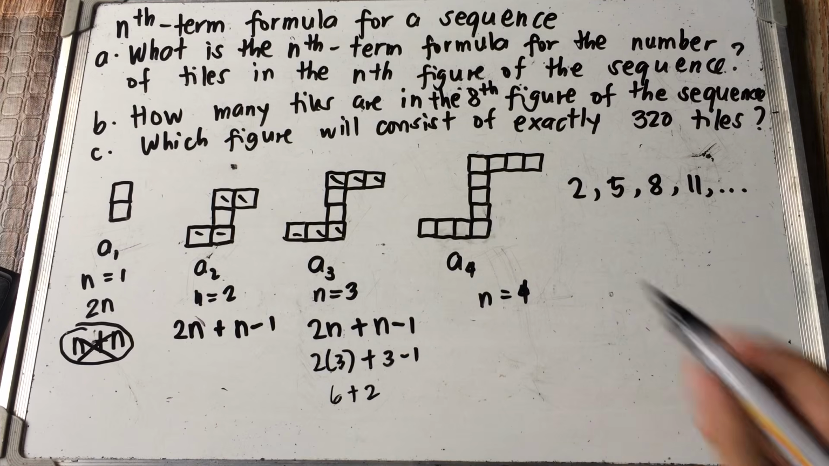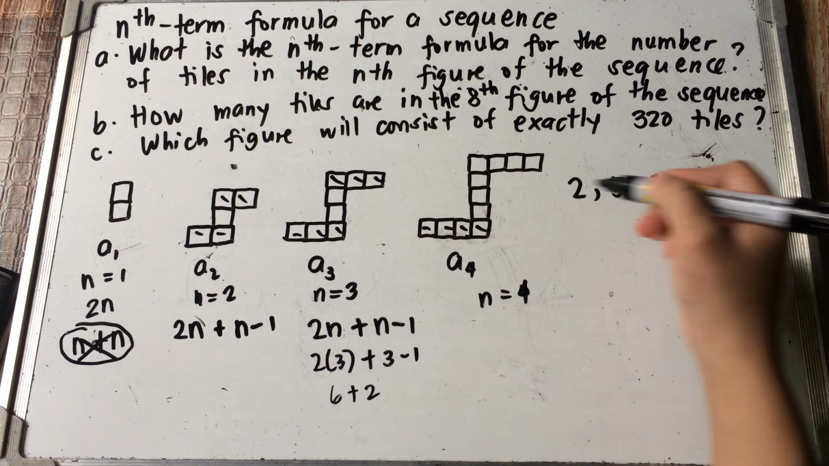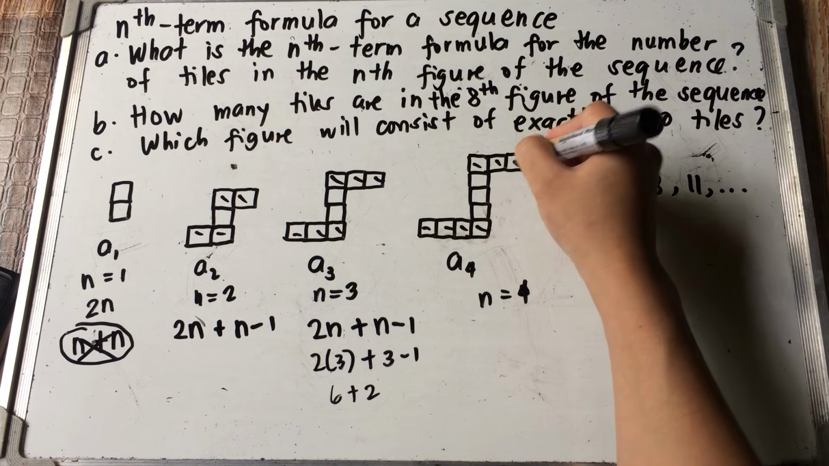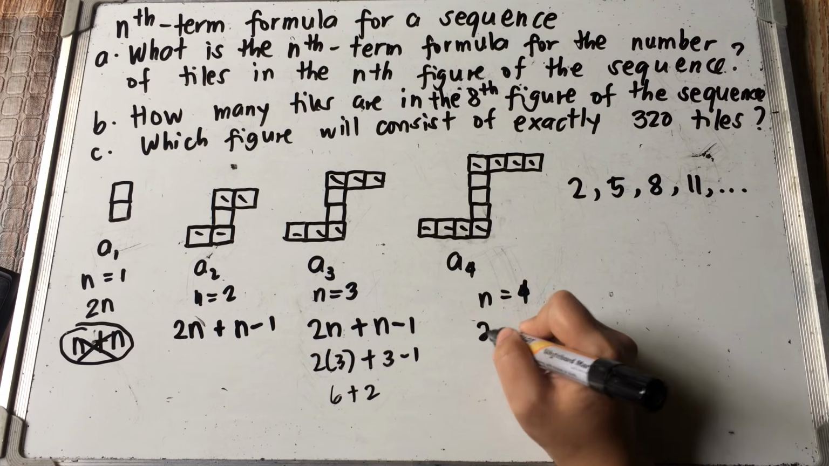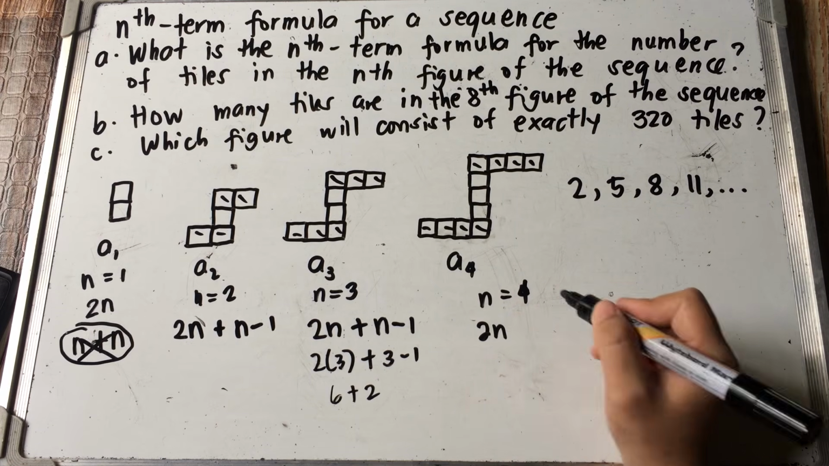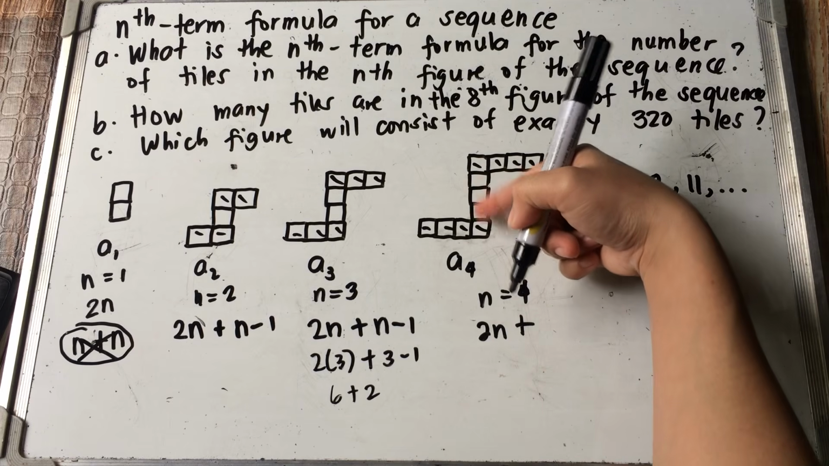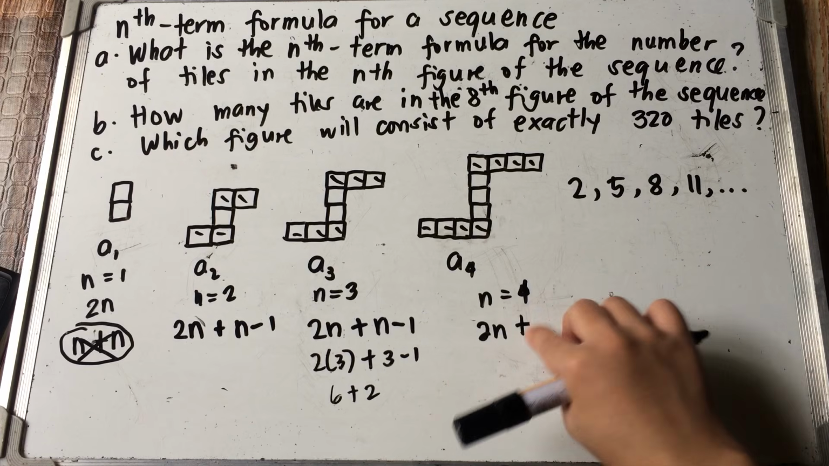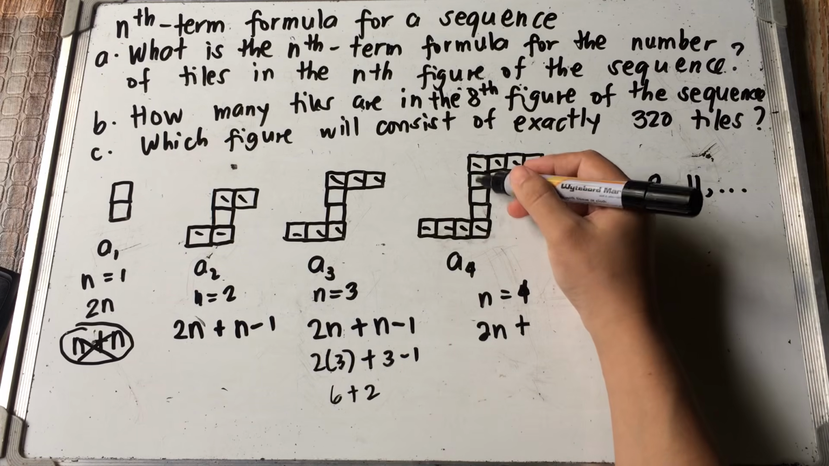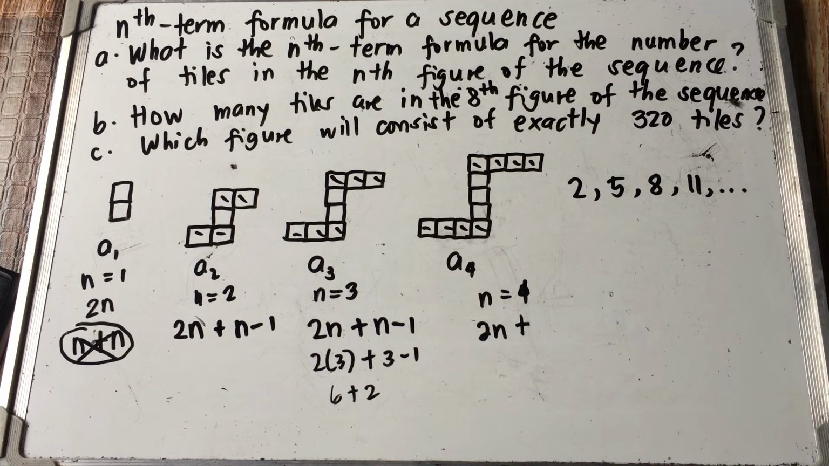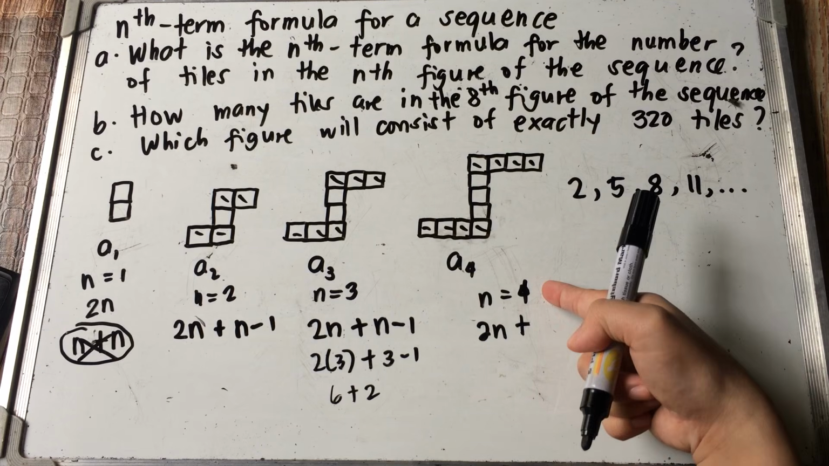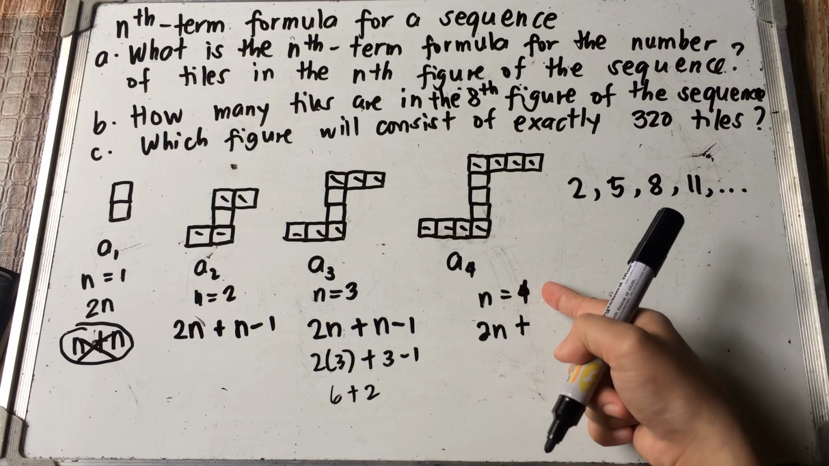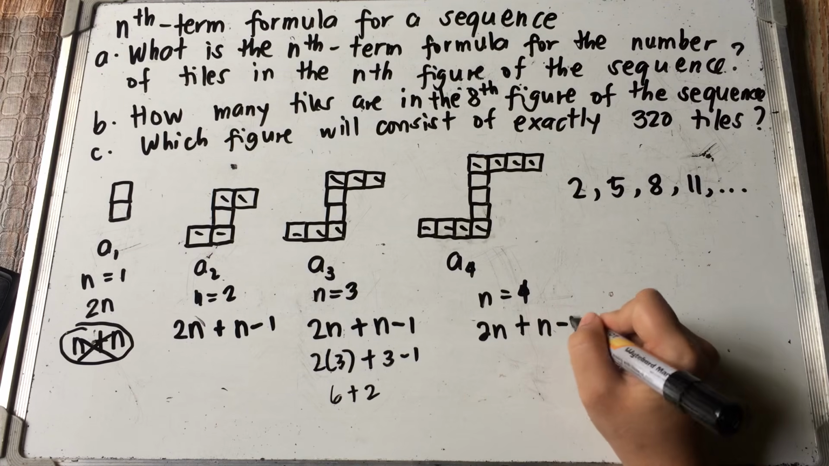So, hanap ka ng apatan. 1, 2, 3, 4. Isa yon. 1, 2, 3, 4. Pangalawa. So, dalawang apatan or dalawang n, plus yung natira. So, kailangan mong i-add yung natira. So, we have... Ilan ba natira? 3. So, paano mo siya i-represent using n? Ang n ay 4. So, yung n, bawasan mo lang din uli ng 1. So, plus n minus 1.